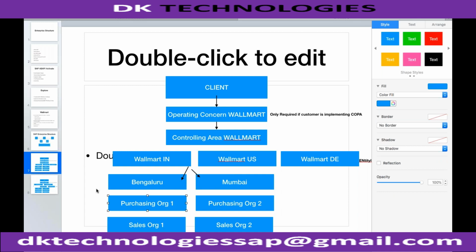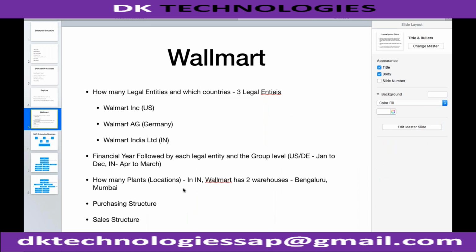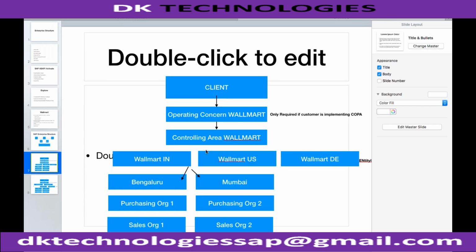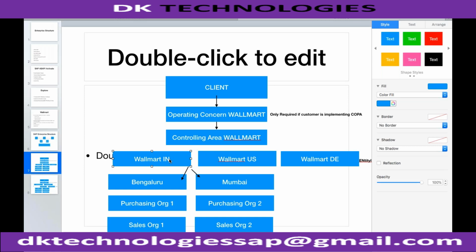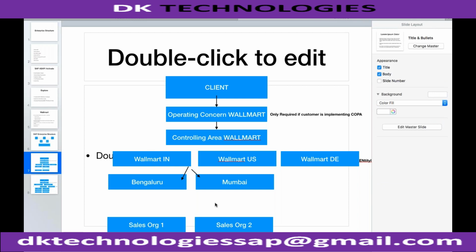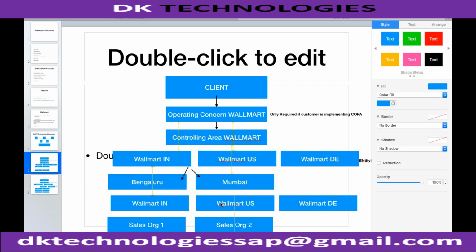In the same way, we ask Walmart, what is your purchasing department structure? They said, I have only one purchasing department for each country. Which means Walmart India has one single purchasing department, which is Walmart India. Walmart US has one purchasing department, which is Walmart US. And Walmart Germany has a single purchasing department, again at the country level, so I'll just copy this. A single purchasing organization is required for each country. This will become my purchasing organization.